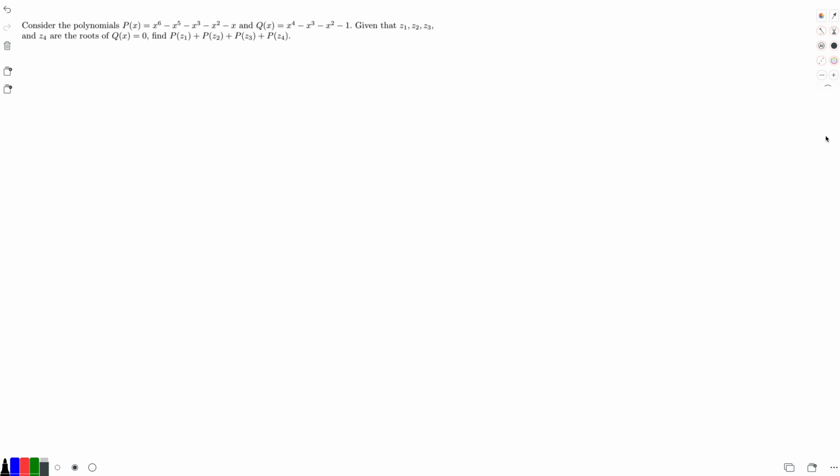Back over here, and this is the 2003 AIME 2 problem 9. And here's a view of this problem. Consider the polynomials p of x is equal to this, q of x is equal to this, and these are the roots. And then we want to find this. Just extend that line.